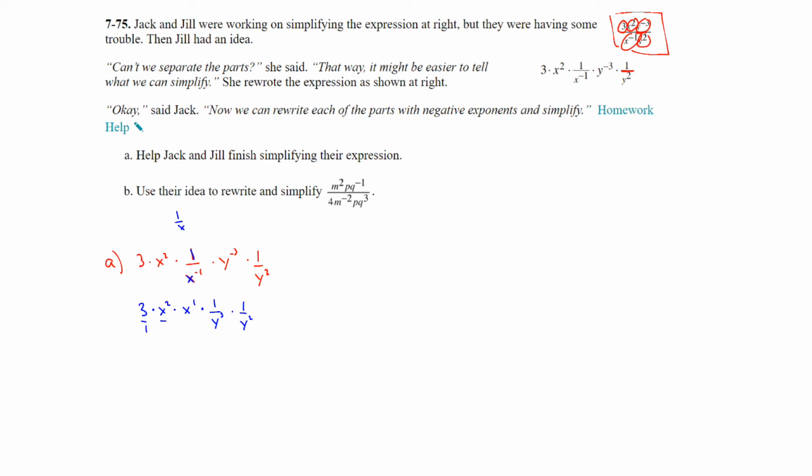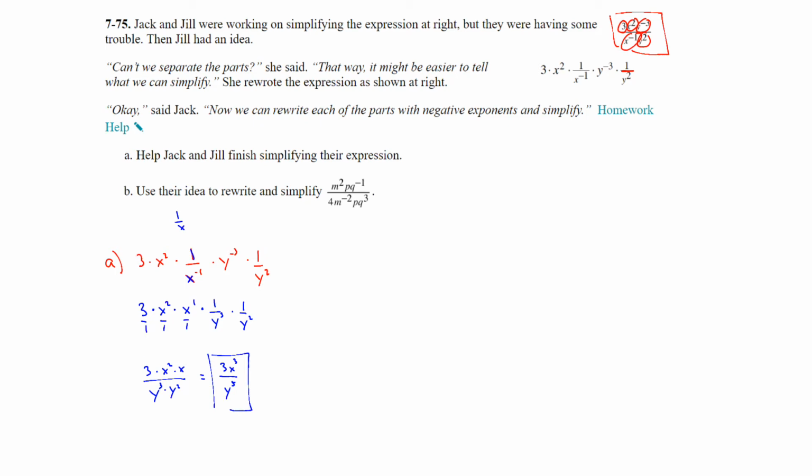So these first 3 are all over 1. And so this is 3 times x squared times x over y cubed times y squared. And now we can combine the exponents with the bases of x by adding. So 2 plus 1 is 3. And then on the bottom you have y to the third, y to the second. 3 plus 2 is 5. So your final answer is 3x cubed divided by y to the fifth.